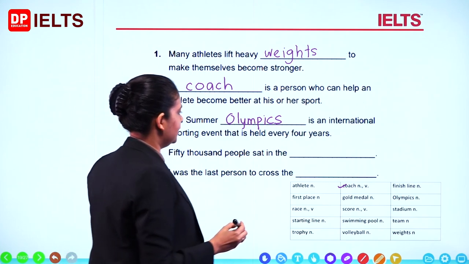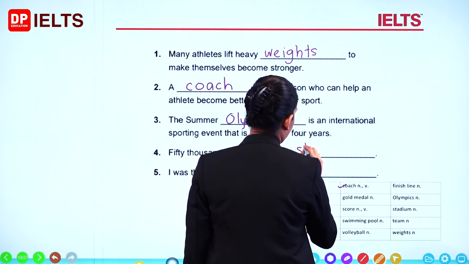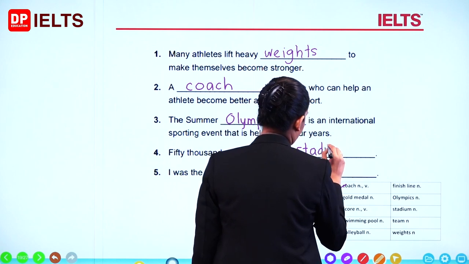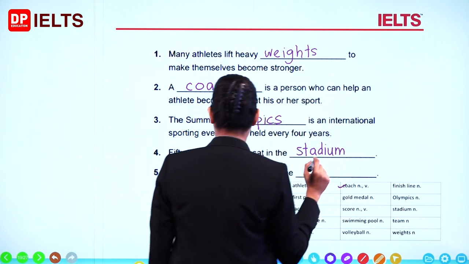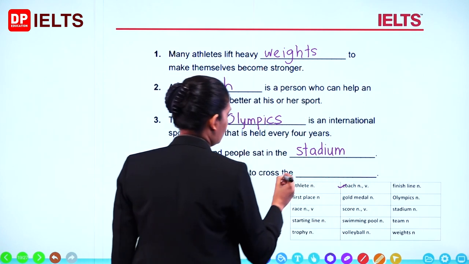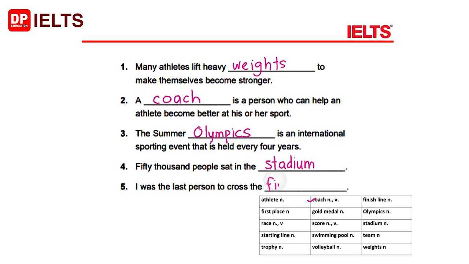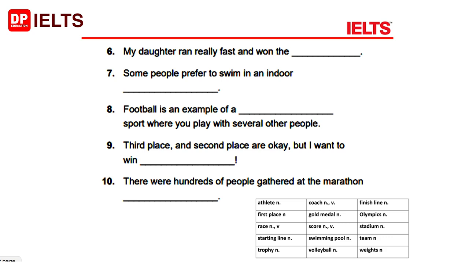50,000 people sat in the stadium. I was the last person to cross the finish line. My daughter ran really fast and won the race. Some people prefer to swim in an indoor swimming pool.